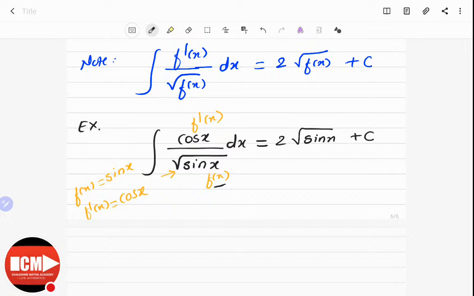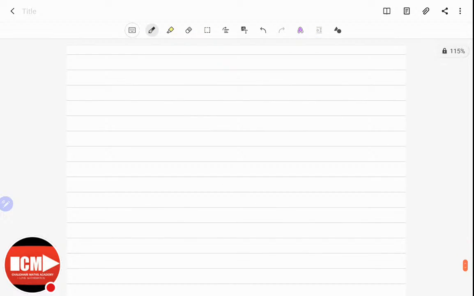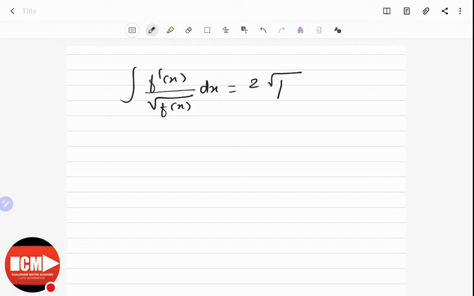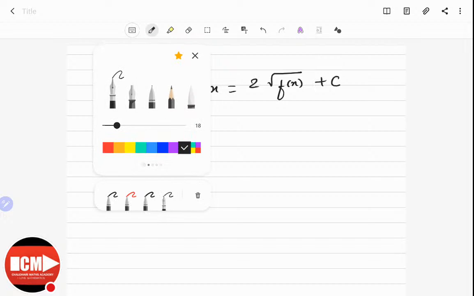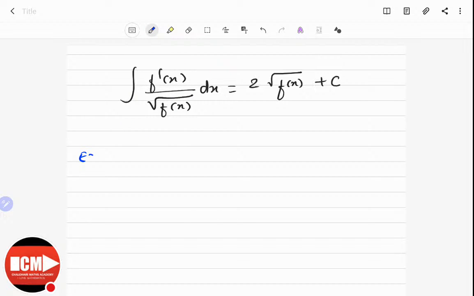Are you ready for the next question? Try to solve. So once again, I am writing this corollary for you. It's f dash of x upon under root f of x with respect to x, and the answer is twice of under root f of x plus c, right? Is it correct? So this is the corollary. Be ready for the next problem and try to solve it. So here I am giving you the next one.